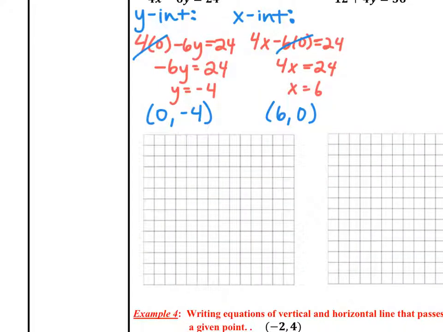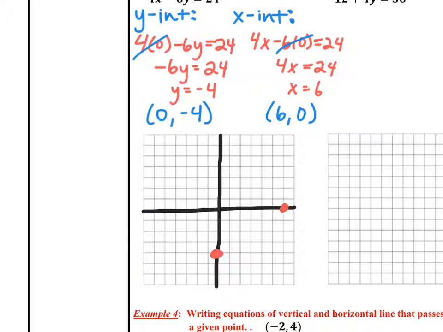If you look at this graph right now, it does not have axes, so I'm going to draw them in. That looks pretty good. And then I'm going to plot my 2 points. My first point is the y-intercept, which is (0, -4). My second point is (6, 0), which is on the x-axis. You have 2 points, you can make a line.